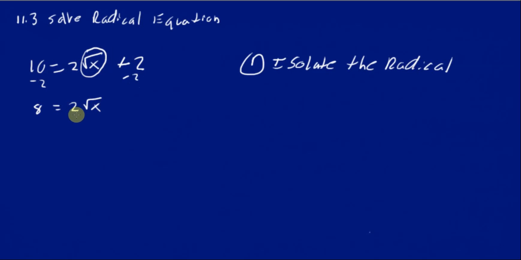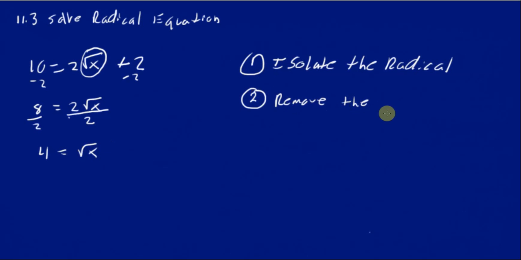Continuing to isolate the radical, I'm going to divide both sides by what it's multiplied by. So I'm going to divide both sides by 2. So 4 is equal to the square root of x. Now notice, I just have the square root of x. So my step 1 is done here. The radical is isolated.